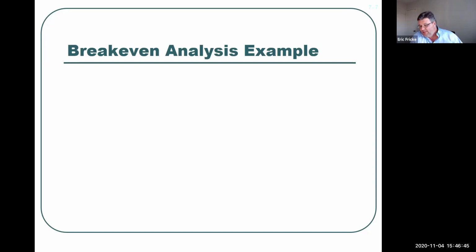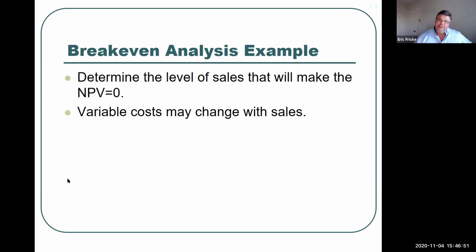And the thought process behind it is that we're going to determine the level of sales, the sales volume, at which NPV goes from negative to positive. So that's kind of like the minimum amount of sales we need in the project for this to be viable. So a couple points here.